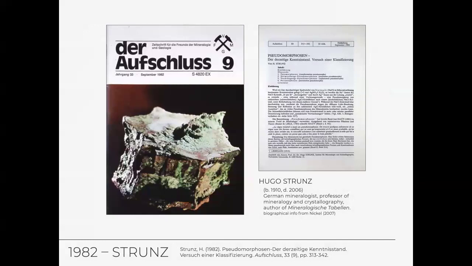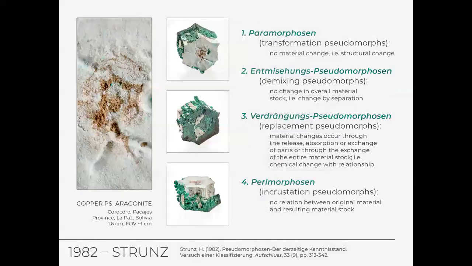Now, in 1982, Struens publishes a comprehensive article called Pseudomorphoses, the Current State of Knowledge. This is the grand culmination of everything that came before, and I think it's roughly where our knowledge as collectors currently sits. He classifies pseudomorphs into 4 types: paramorphs, which have no material change, only structural change; demixing pseudomorphs, which have no overall change, but change by separation; replacement pseudomorphs, which involve material change through chemical relationships, and paramorphosen or incrustation pseudomorphs, in which there is no relationship between the resulting mineral and its precursor.